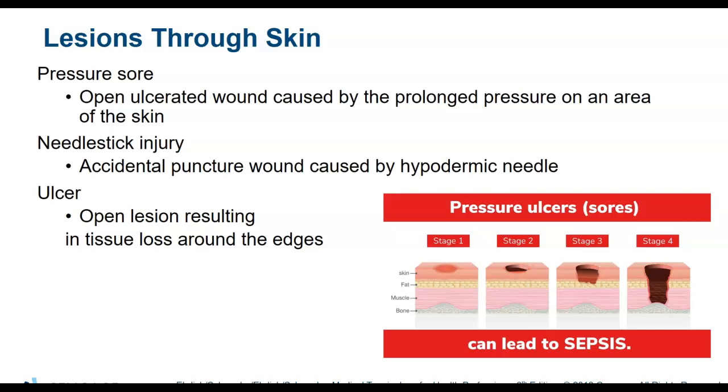So this could be the tailbone, it could be the heels, it could be the back of the head, it could be elbows, and they are very, very dangerous because if we don't move our patients, this is why in nursing homes, your patients are turned every 2 hours because we don't want them laying in the same position to develop a pressure ulcer. You can see here a stage 1 pressure ulcer.